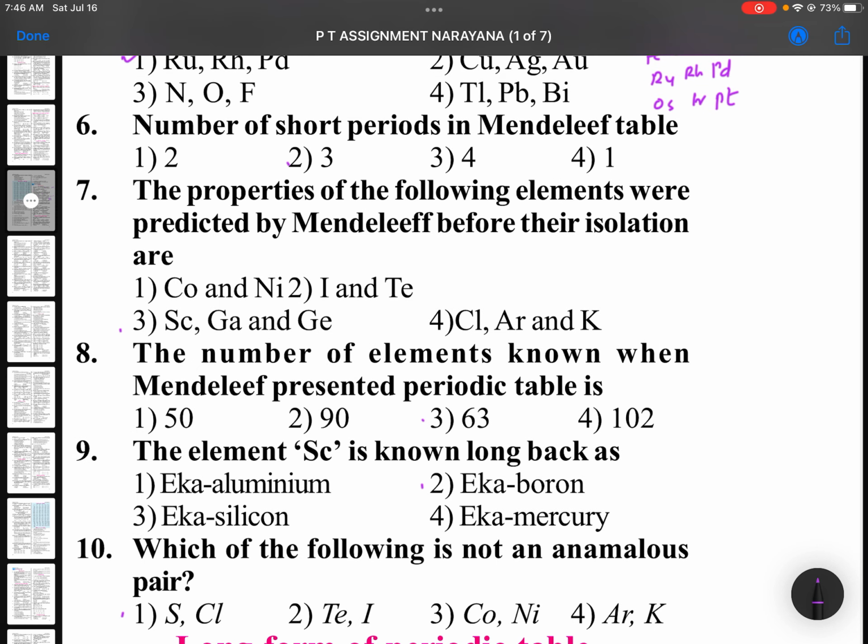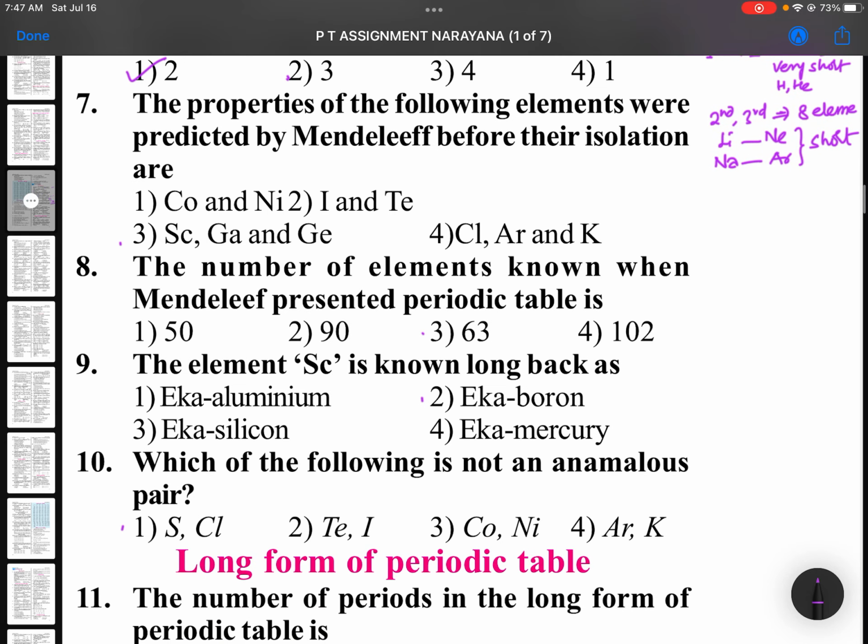Number of short periods in Mendeleev table are... For example, first period, if you take, there are 2 elements, so this is called very short period. Only hydrogen and helium. Second and third periods have 8 elements each. Second one is from lithium to neon, 8 elements. Then sodium to argon, 8 elements. So these are called short periods.